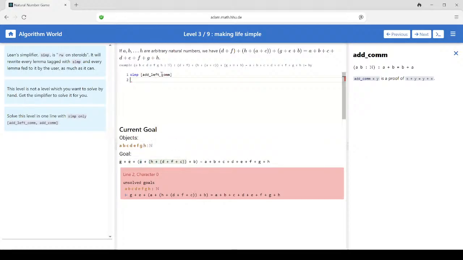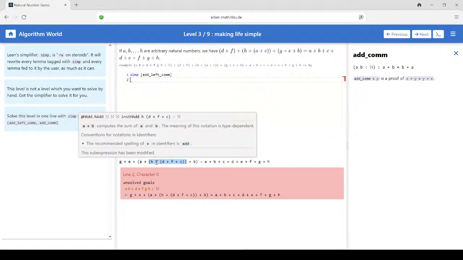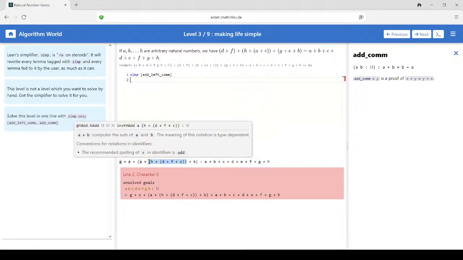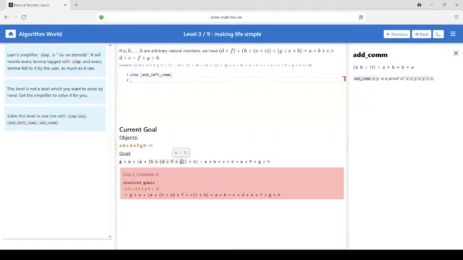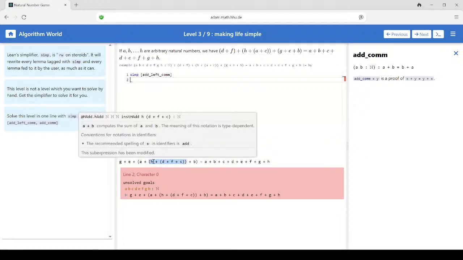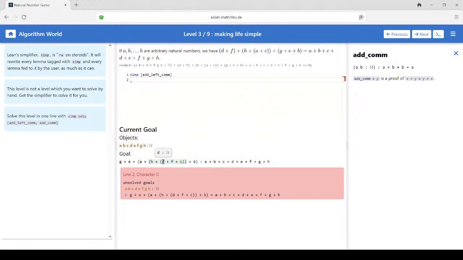What would have to happen here to get it in alphabetical order? The B would have to trade places with this entire block. And then we'd have A plus B. The C would have to trade places with the H. And then D, E, and the F would trade places.